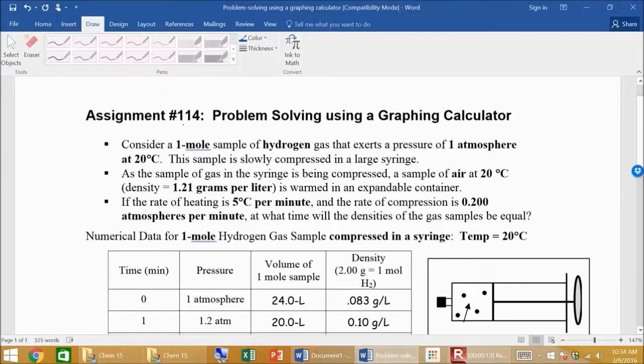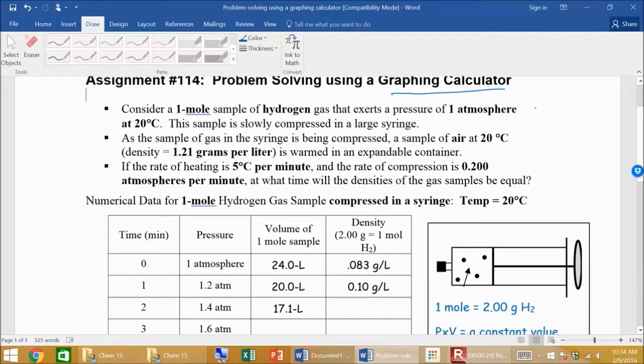To do assignment 114, you'll need a graphing calculator. This is a challenging assignment, so it's enrichment. You don't need to know how to do this. The initial setup talks about a sample of hydrogen gas in a syringe.